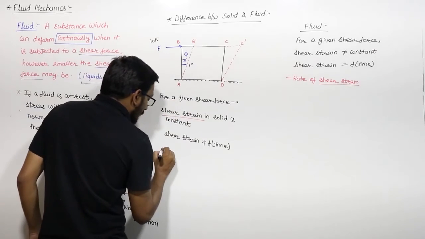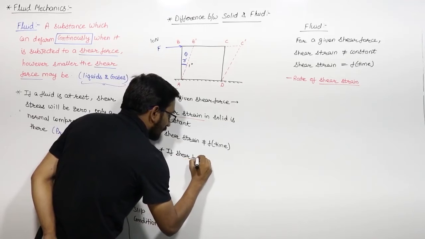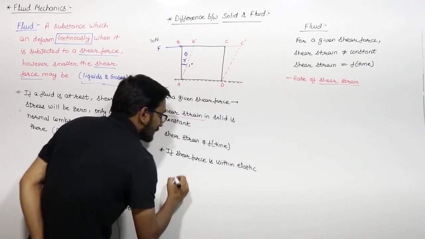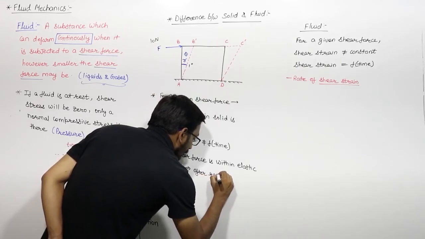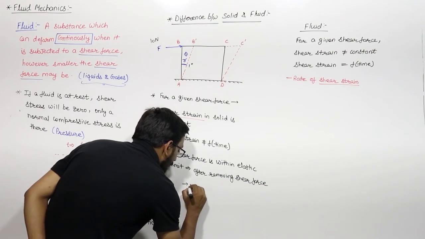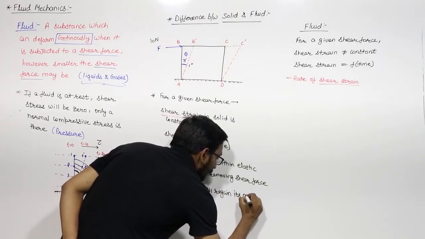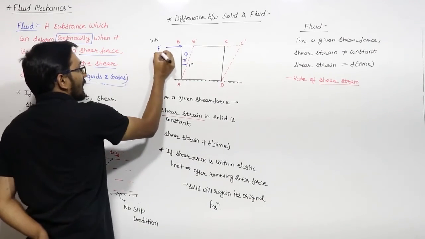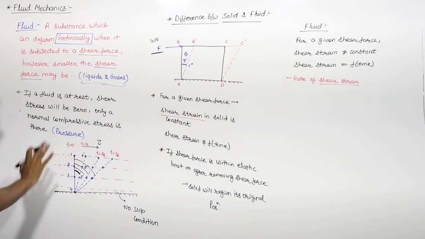And you also remember one thing from the strength of material, that if this shear force is within elastic limit, then after removing this shear force, the solid will regain its original position. If the shear force is within elastic limit, then when you remove this shear force, the solid will come back to its original position. But this is not the case with the fluid.